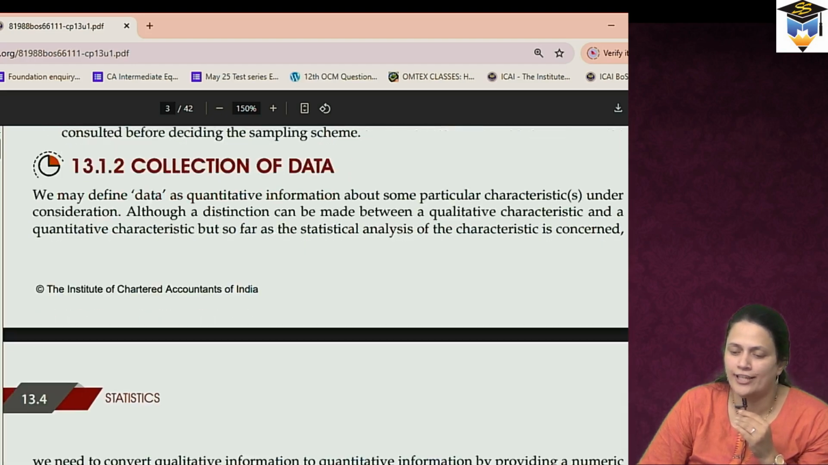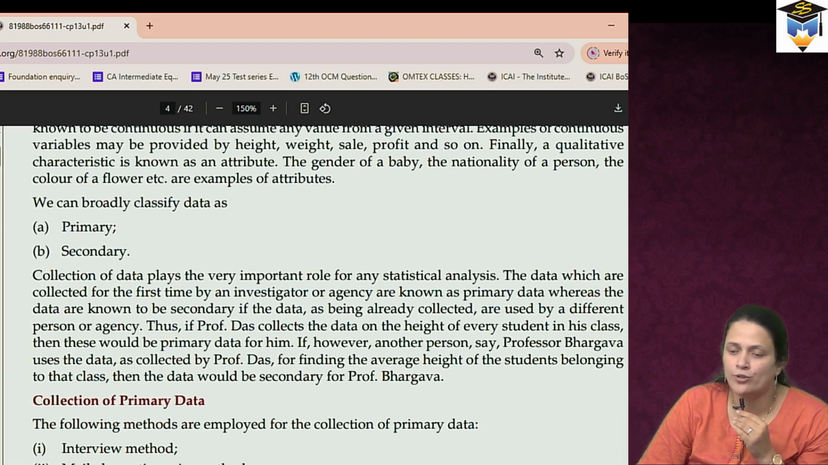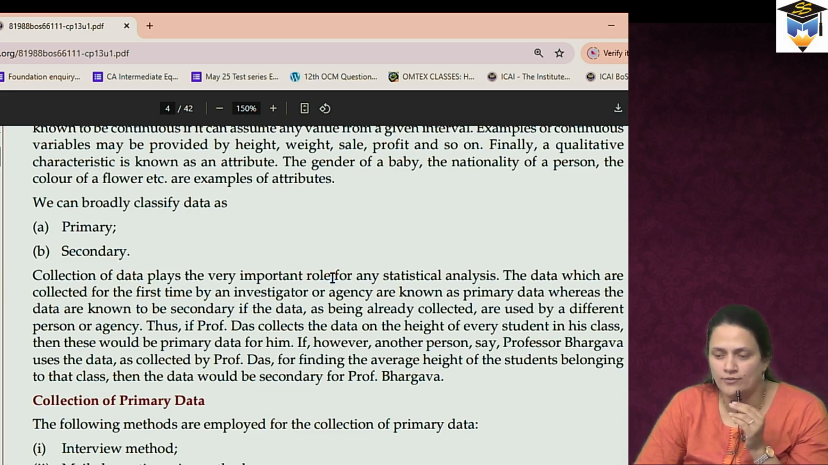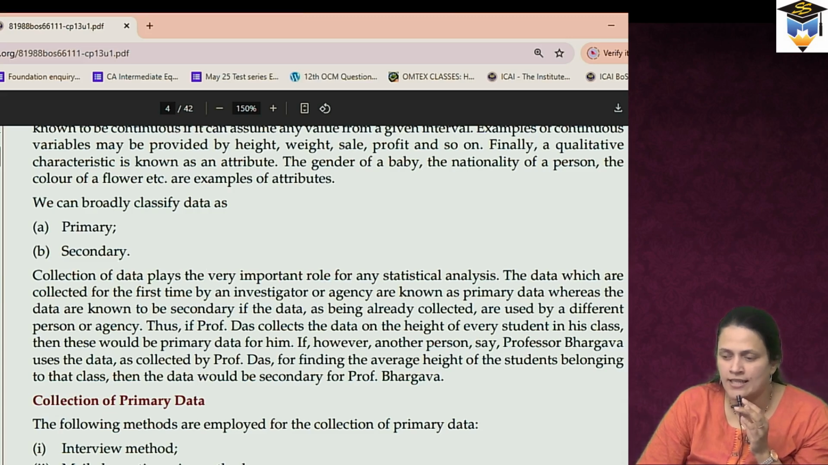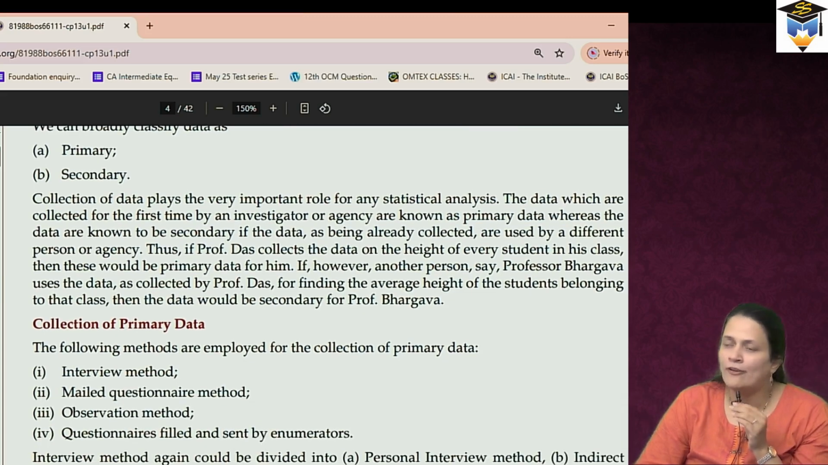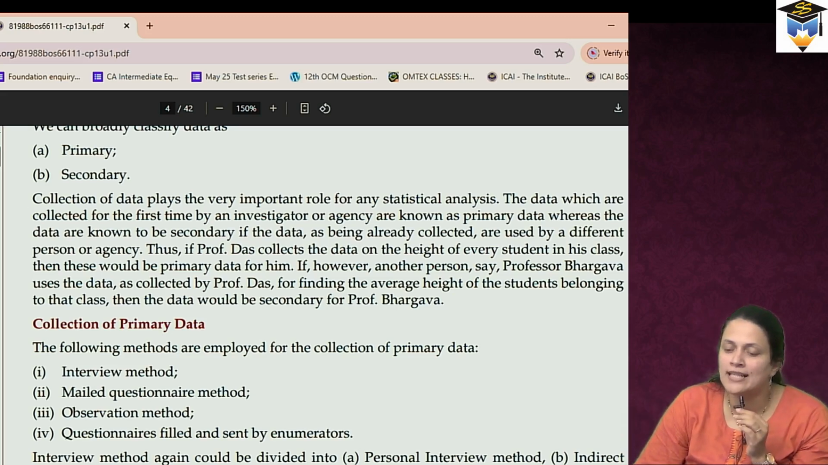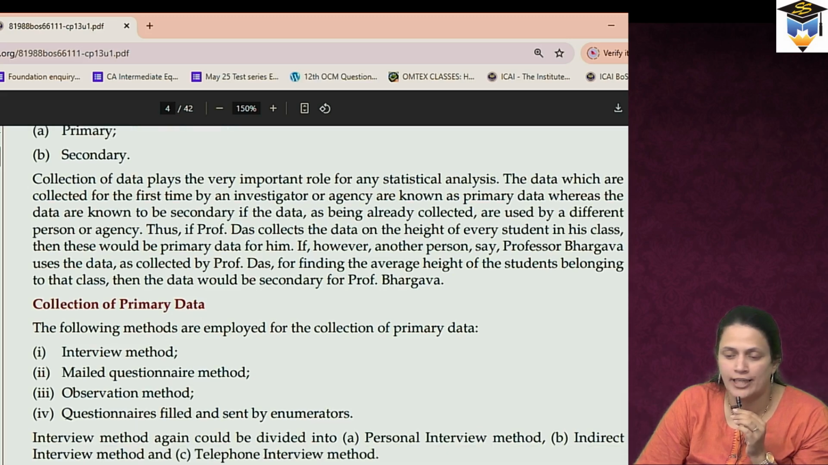next is collection of data. As I've already told you, data is broadly classified as primary data and secondary data. Collection of data plays a very important role for statistical analysis. I have already explained what is primary data and what is secondary data. Now, the following methods are employed for the collection of primary data. What are the methods?